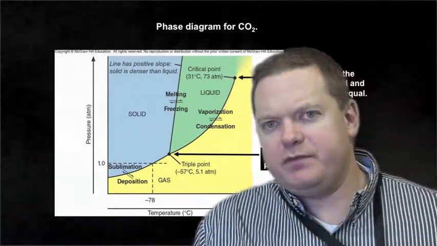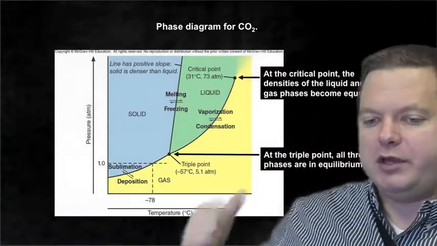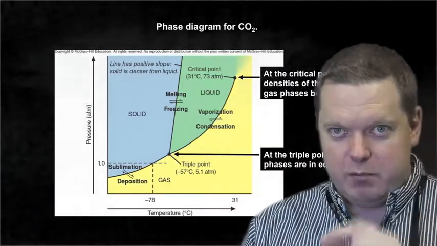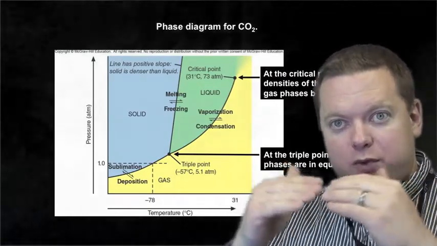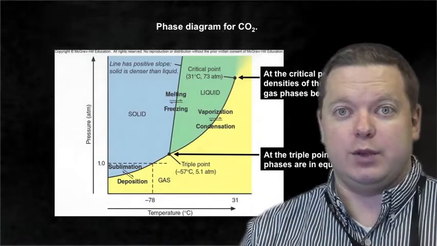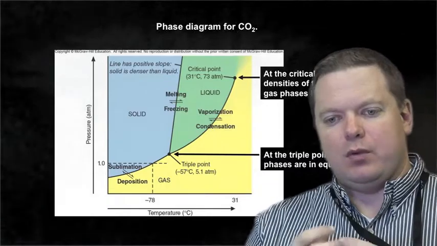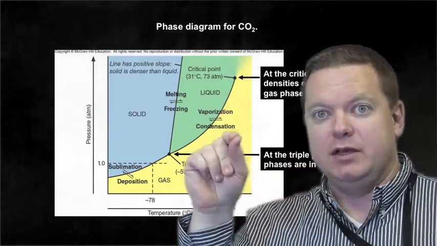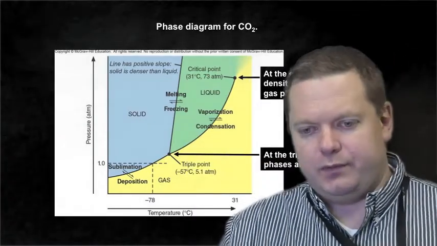A couple of different points on this diagram I want to point out, particularly this triple point down here at the bottom. That's where the lines for melting and freezing, vapor pressure, and sublimation all come together. All three of those lines connect at that point, the triple point. So the solid, the liquid, and the gas are all in equilibrium at that point. So a molecule can move from a gas to a liquid to a solid with sort of the same probability.